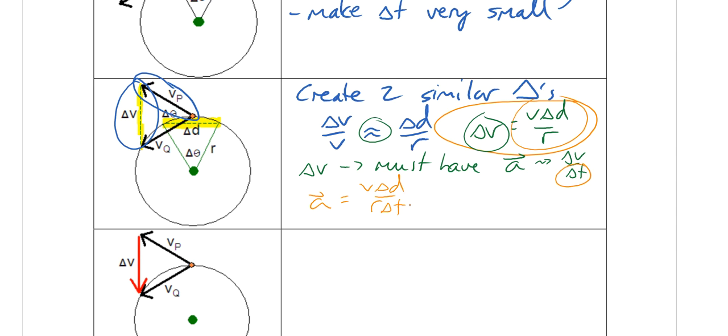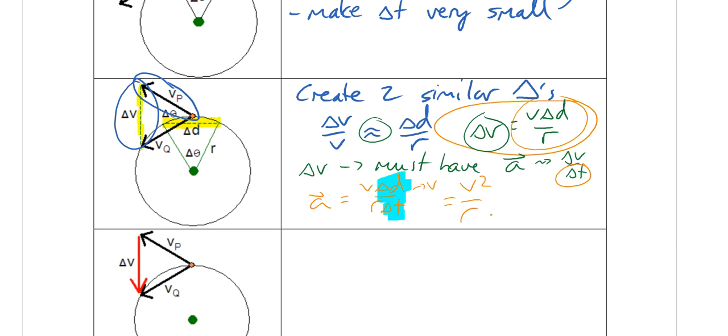And as soon as I do that, two things go really nicely together. Delta d and delta t go very nicely together because d divided by t is just another speed. That is a little speed right there. So I've got speed multiplied by another speed and divided by r, which becomes v squared divided by r. And that would be how to calculate the acceleration going in a circle.